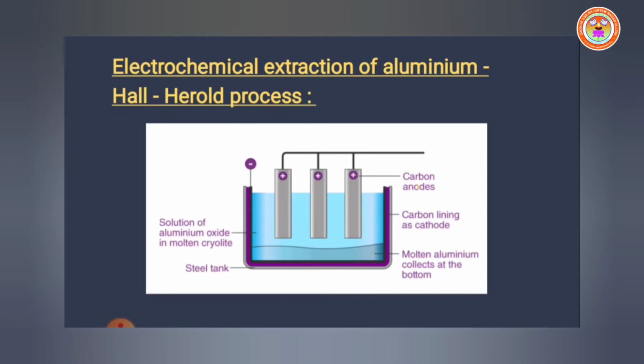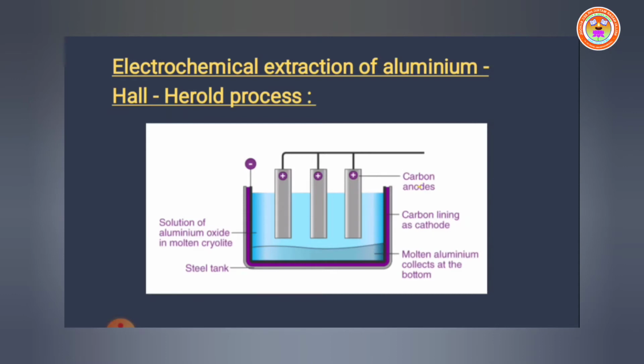Then 10% solution of calcium chloride is also added. The purpose of adding calcium chloride is to lower the melting point of the mixture. So the electrolyte is the 20% solution of alumina obtained from bauxite ore, molten cryolite, and 10% calcium chloride. Understand, children? Then the electric current is passed between the electrodes, which means electrolysis will take place.